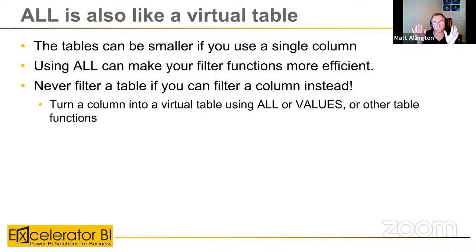Look, if your functions are running in 100 milliseconds, you really don't have a problem. But today I saw a page that took 47 seconds to refresh. So when these problems start to multiply, you can get yourself into trouble. And so there's that general rule: never filter a table if you can filter a column instead. You can use the all function, and you can also use the values function to do that filtering. I did values a little bit earlier on.